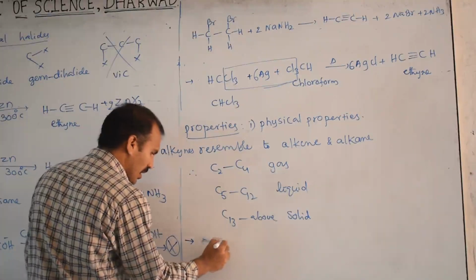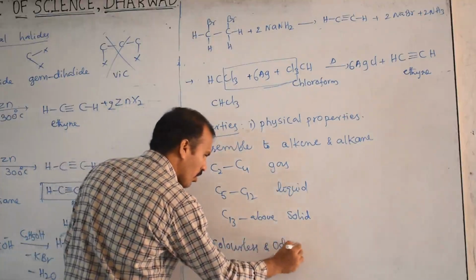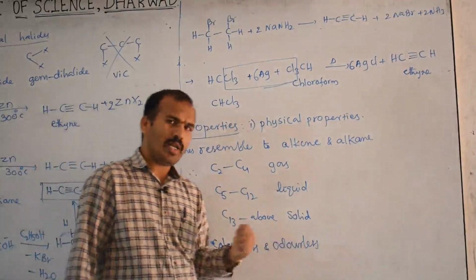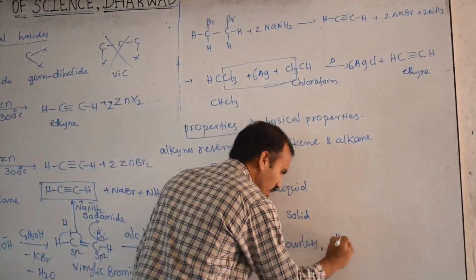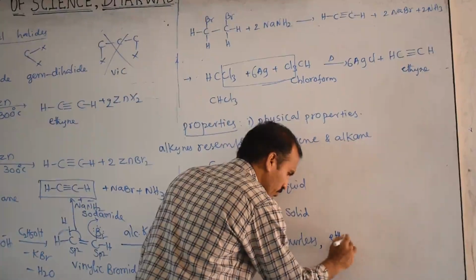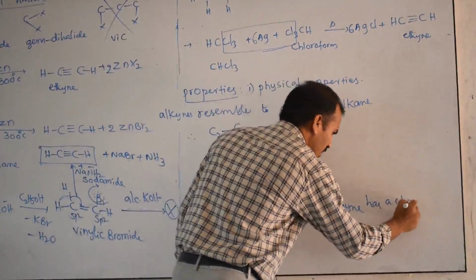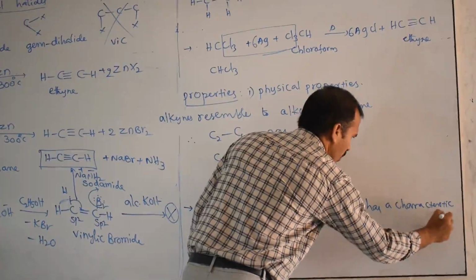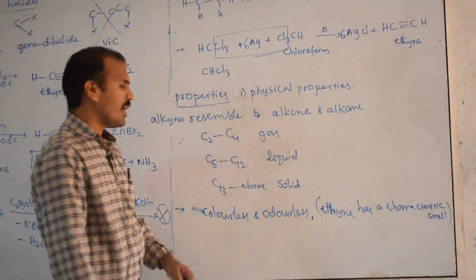Alkynes are colorless and odorless. No color, no smell. But except ethyne, ethyne has a characteristic smell. The characteristic smell is like garlic smell.